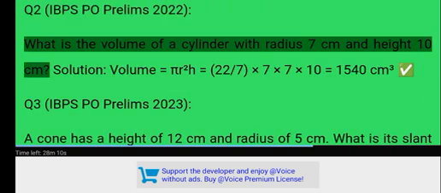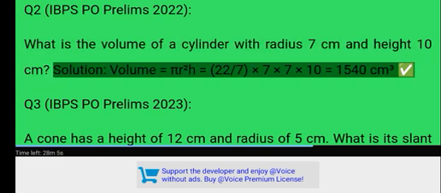Q2, IBPS SPO prelims 2022. What is the volume of a cylinder with radius 7 cm and height 10 cm? Solution: volume equals pi R squared H equals 22/7 times 7 times 7 times 10 equals 1540 cc.